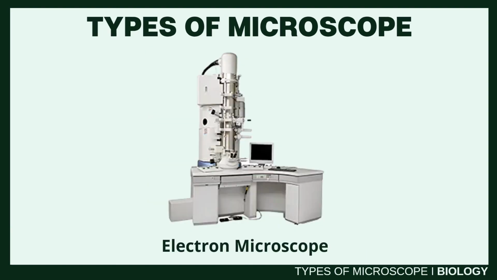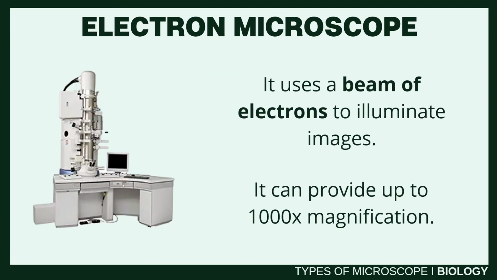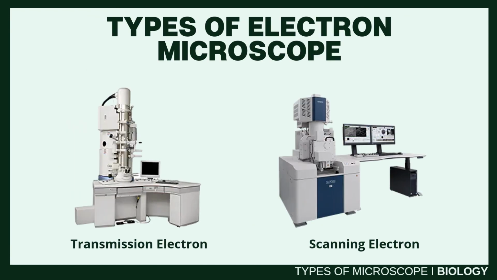Last but not the least is the electron microscope. An electron microscope uses a beam of electrons to illuminate the specimen. It can also provide a magnification up to 1000 times. The electron microscope is classified into two, namely the transmission and scanning electron microscope.